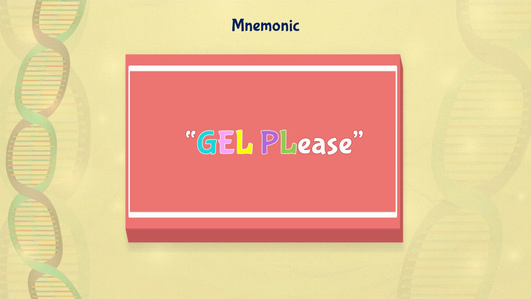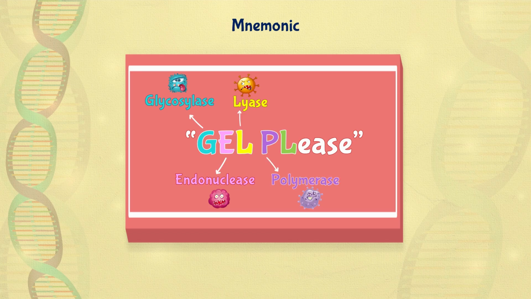The mnemonic is GEL PLEASE, where these letters shown in different colors represent different enzymes. G is for glycosylase, used in the very first step. E is for endonuclease, used in the second step. L is for lyase, that is another enzyme used here. Then P is for polymerase. And, lastly, another L for enzyme ligase.